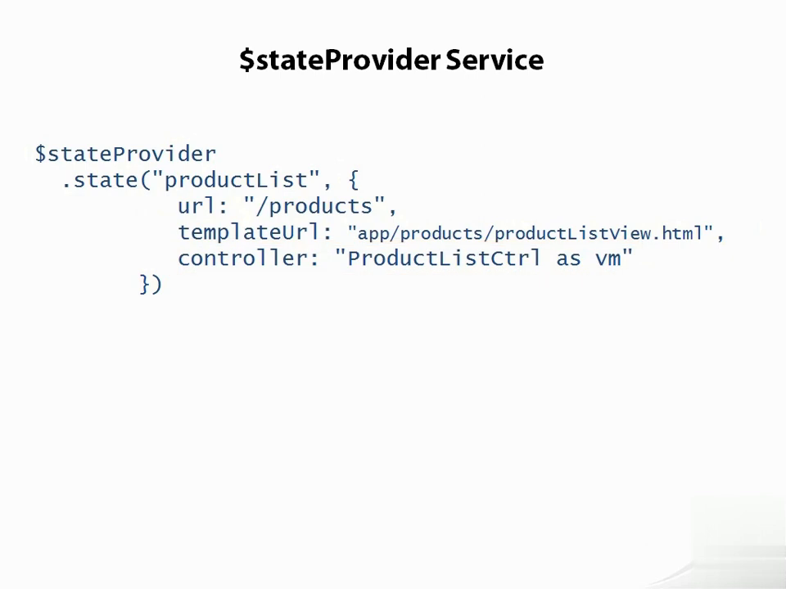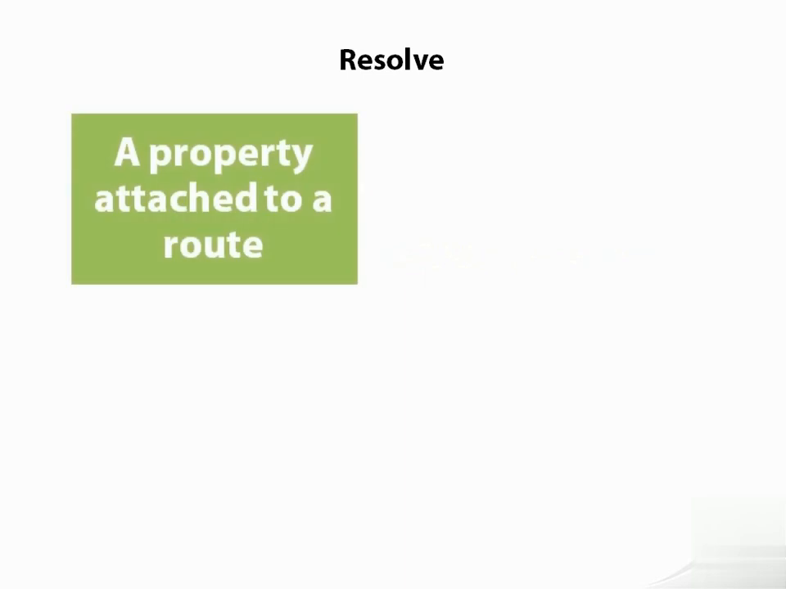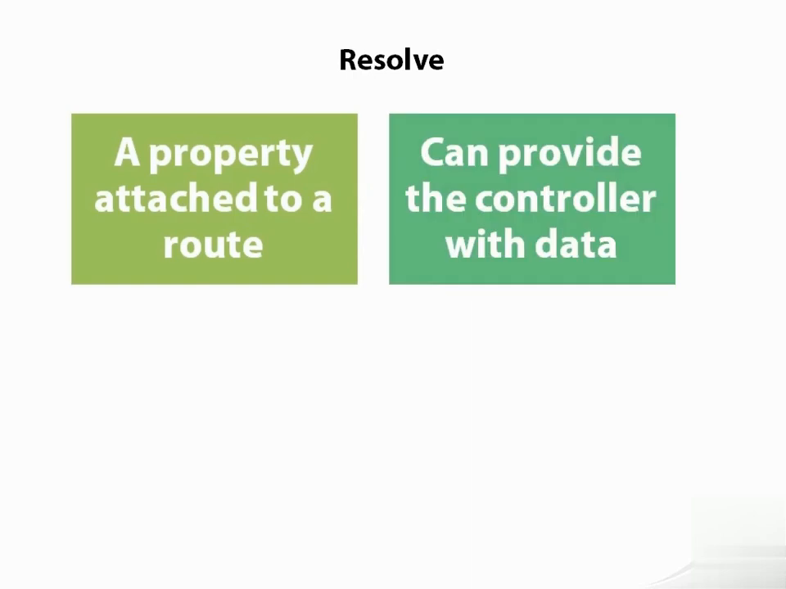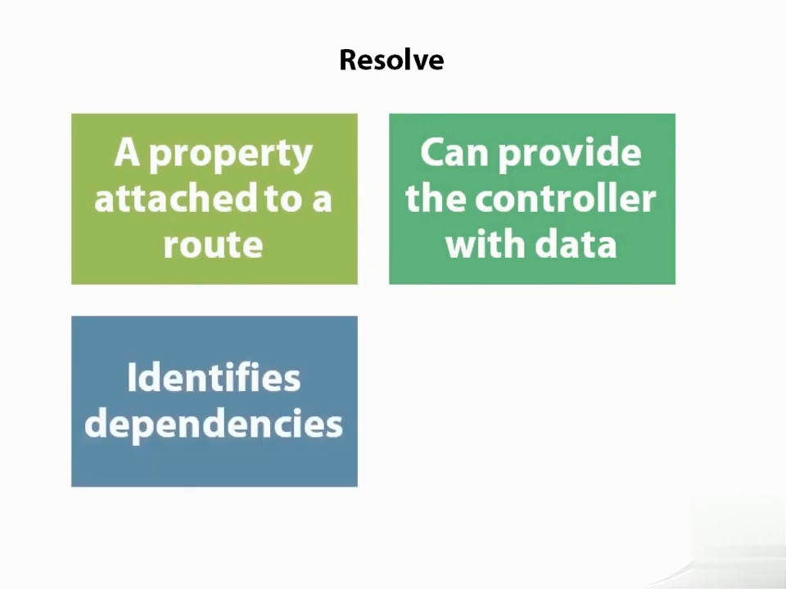Another very useful property is resolve. Resolve is a property of the state configuration object that you can attach to a route. It can provide custom content or data to the defined controller. It identifies a set of dependencies that can be used or injected into the controller. If a dependency is a promise, the promise is resolved before the controller is instantiated and the route is changed.